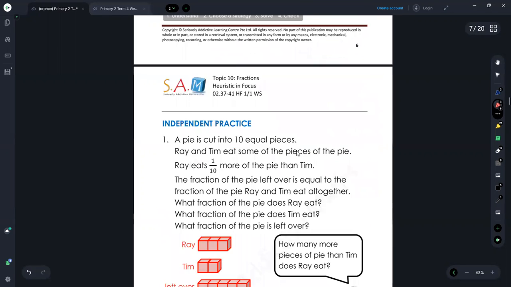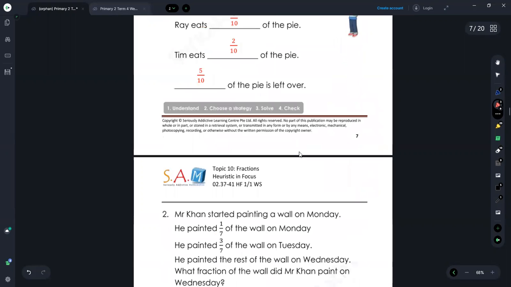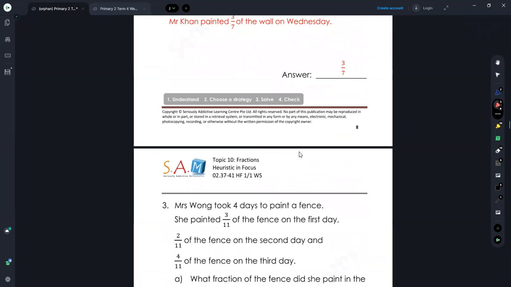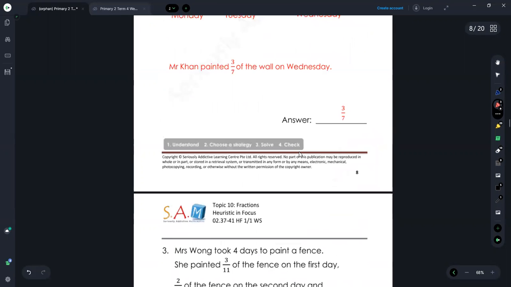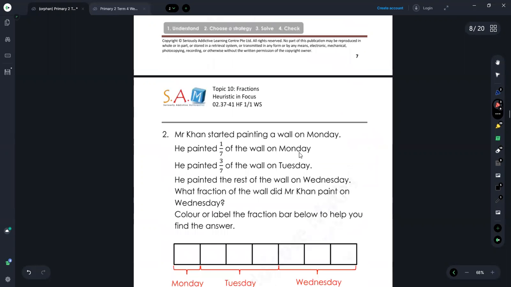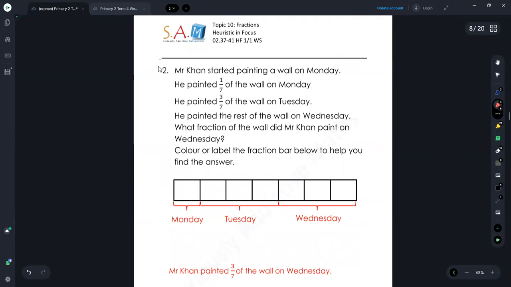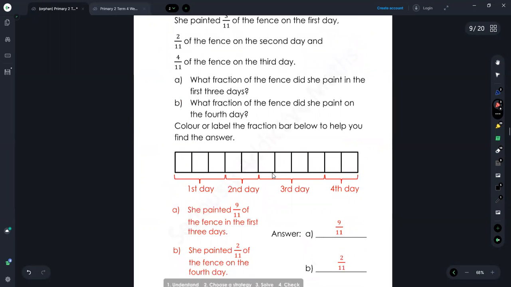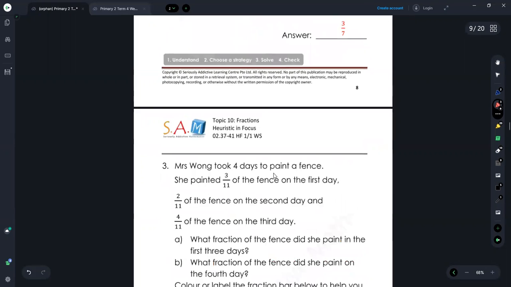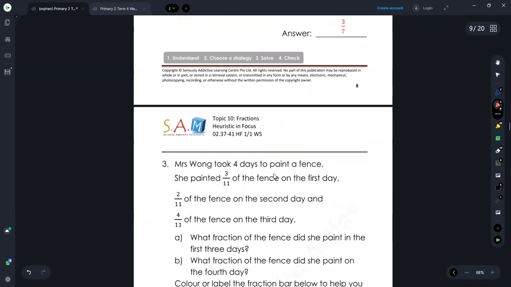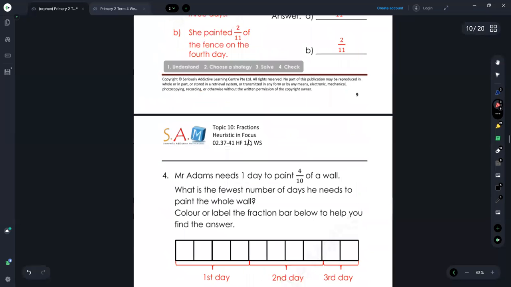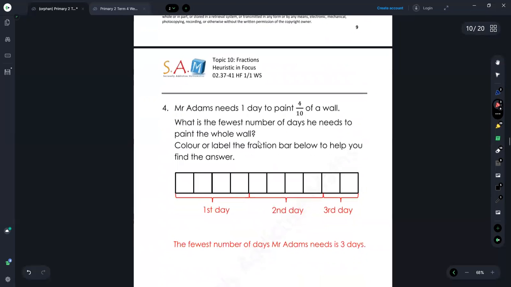So work with them on this. For independent practice, I think the first few questions they should be able to do on their own. Since you have been guiding them, you might get them to perhaps do question 2 on their own. The bar is really drawn for them, so they just need to label it. I think it should be quite easy for them, since you've demonstrated so many questions already.